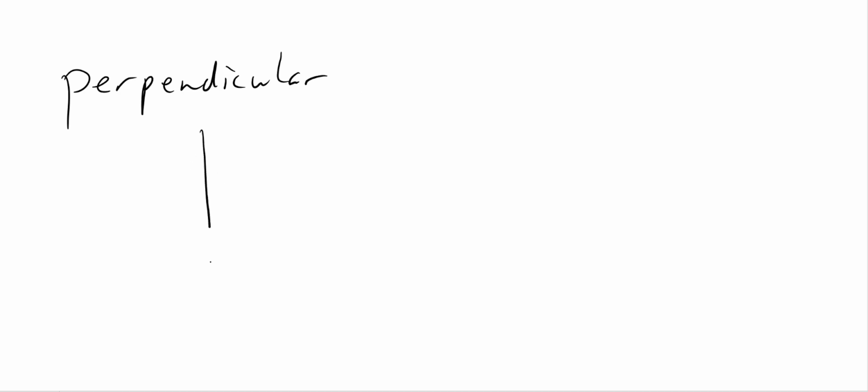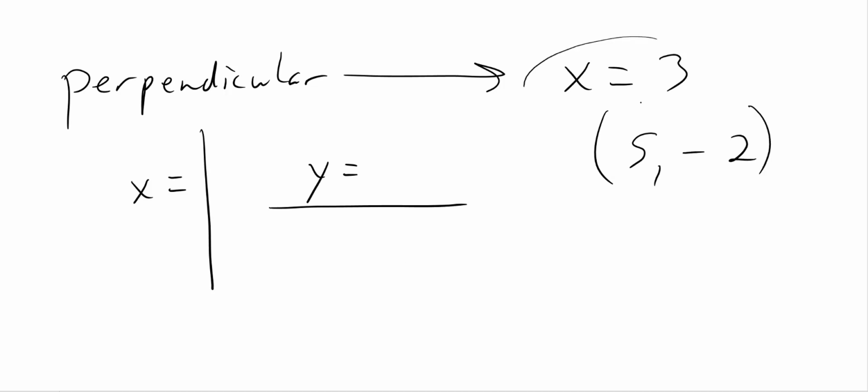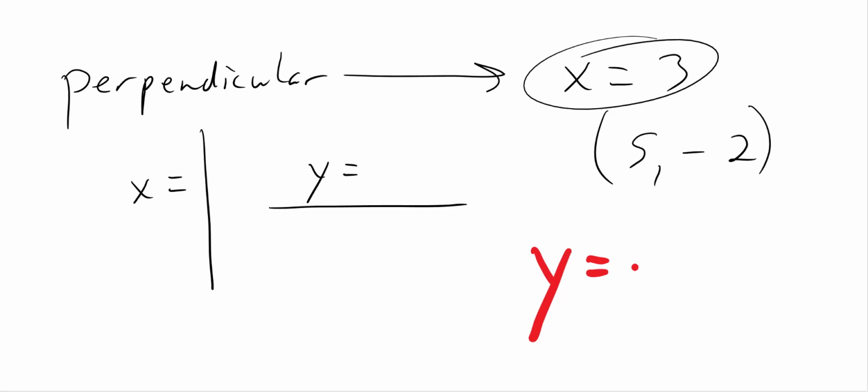So let's talk about perpendicular. Okay, perpendicular. Remember, perpendicular just means if that's a line, this line is perpendicular to it. So remember, this is an x equals, this is a y equals. So if I said it's perpendicular to x equals 3 and it goes to the point (5, negative 2). Well, if it's perpendicular to x equals, doesn't it have to be y equals?